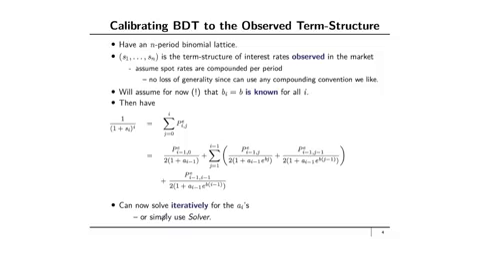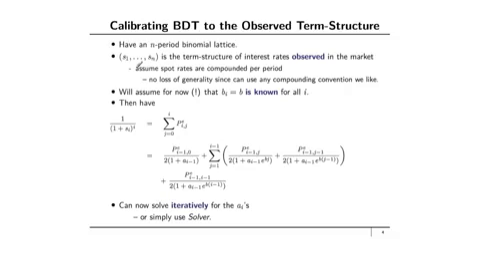So to get us started, let's assume that we have an n-period binomial lattice model as usual. We will let S_1 up to S_n be the term structure of interest rates observed in the marketplace. So these interest rates are given, they're fixed. We see them in the marketplace right now. We're going to assume spot rates are compounded per period. There's no loss of generality in doing this because we can always use any compounding convention that we like.